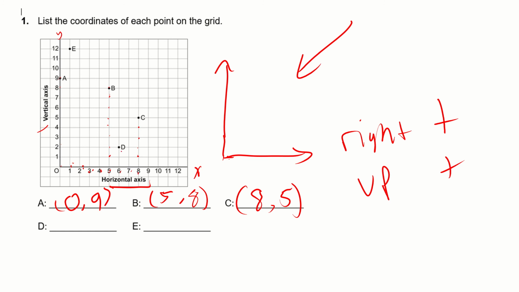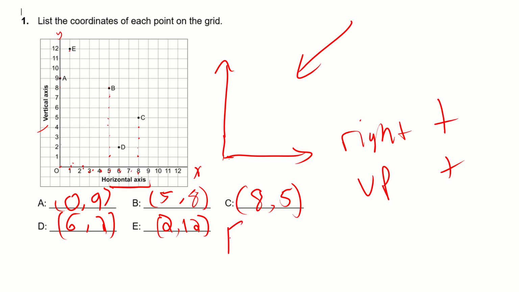Now D, we locate 6 on our x-axis right here, and we have 2. So that's my coordinate there. Finally, E, we have 2, okay, because we're 1, 2 only over, 2 to the right, and 12 up, okay? And what I did was I just counted all the way up to there.